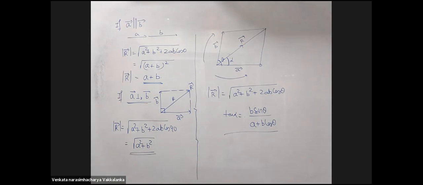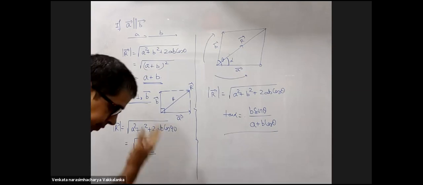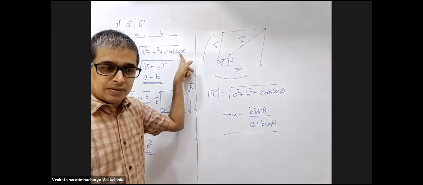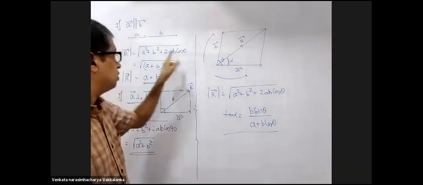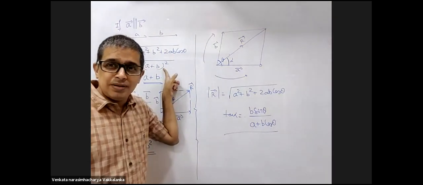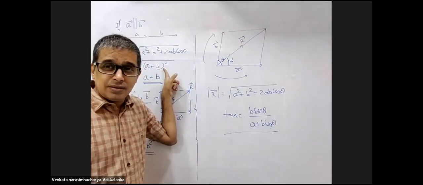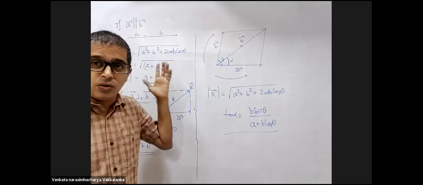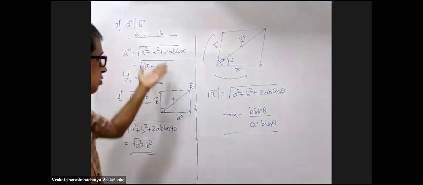I have a doubt. Sir, when vector A is parallel to vector B, in root of A square plus B square plus 2AB cos theta, you wrote A plus B the whole square. So what about the remaining cos theta? Cos 0 is how much? 1. So A square plus B square plus 2AB is A plus B whole square. Yes or no? Yes, sir. That's what I've written.